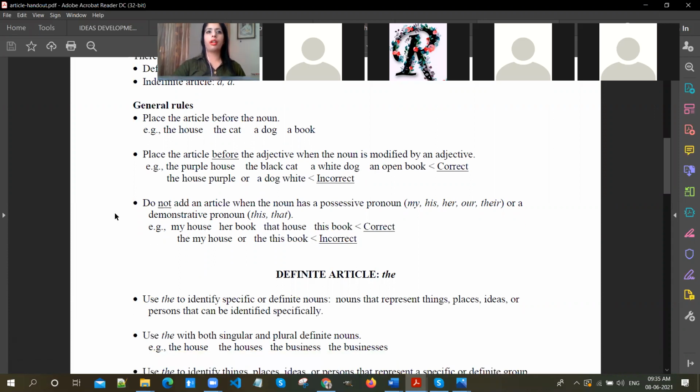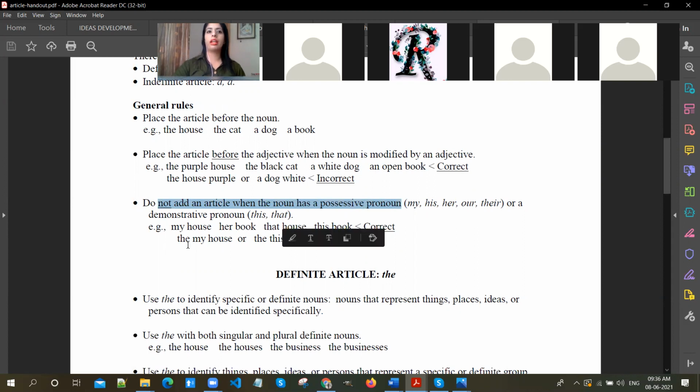And very important, do not add an article when the noun has a possessive pronoun. We just talked about possessive pronouns. Which are the possessive pronouns? My, his, her, our, their. Or as well as a demonstrative pronoun when you have to use this, that. So with them we will not use any article.